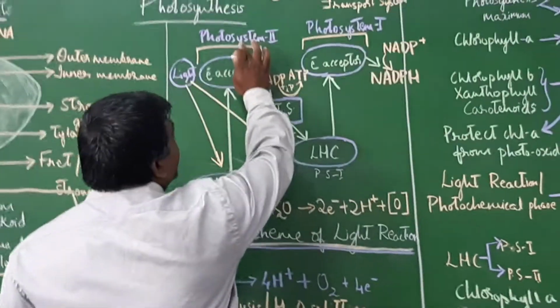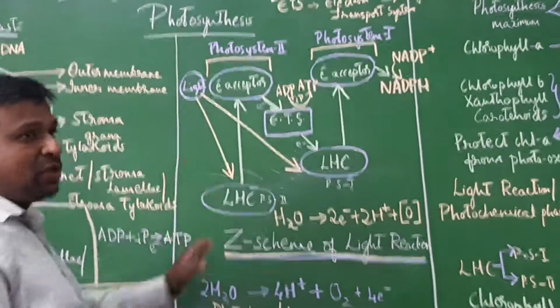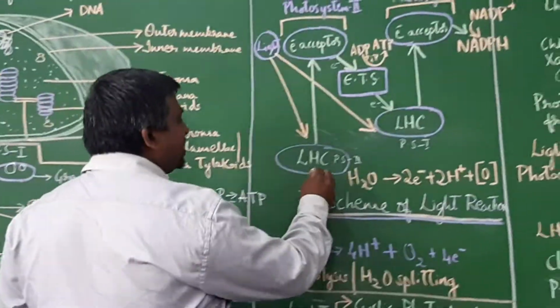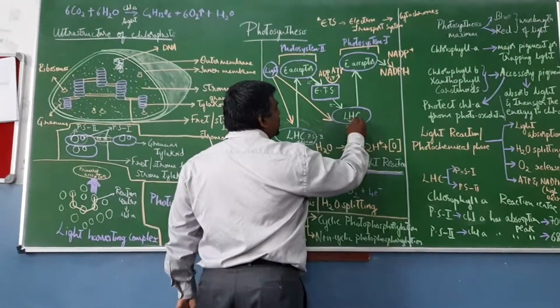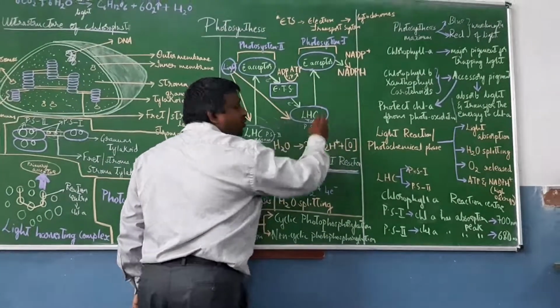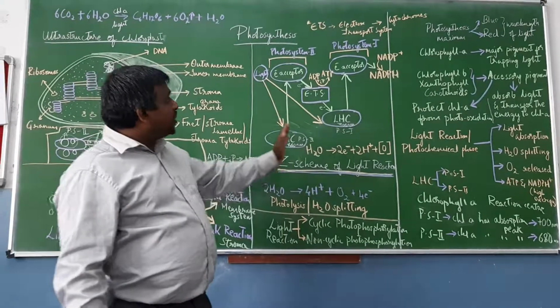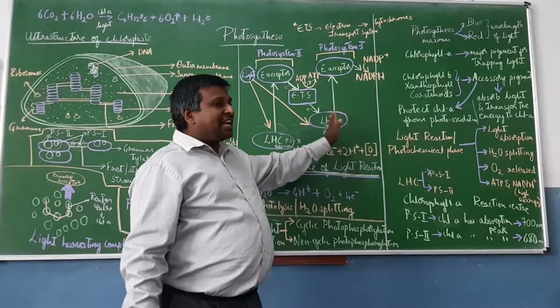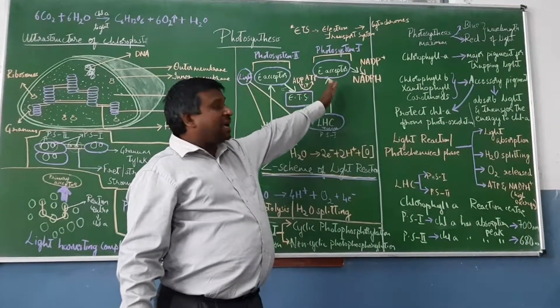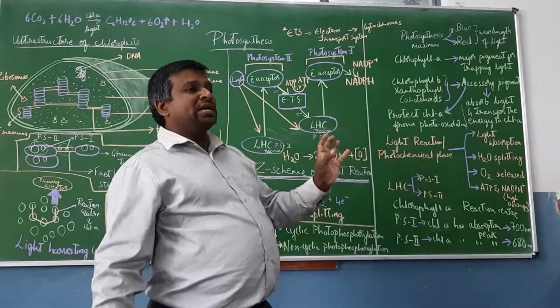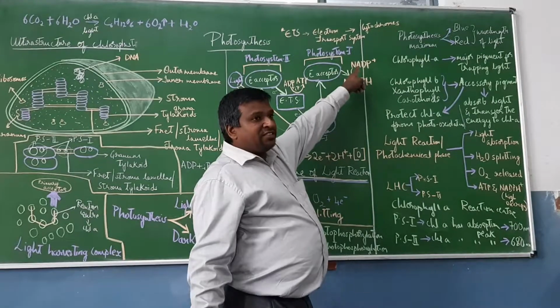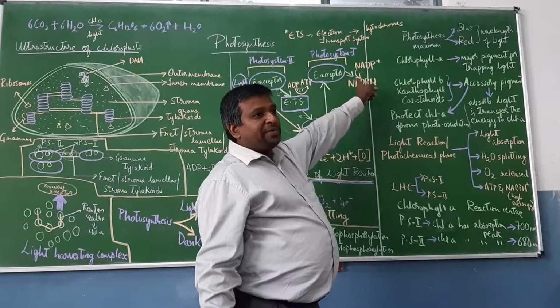I have already labeled above. Photosystem 2 can absorb light at 680 nanometer wavelength, and photosystem 1 can absorb light at 700 nanometer wavelength. So the electron again gets excited and is accepted by the electron acceptor, and the energy present in the electron acceptor is utilized for electrons to be accepted by NADP.